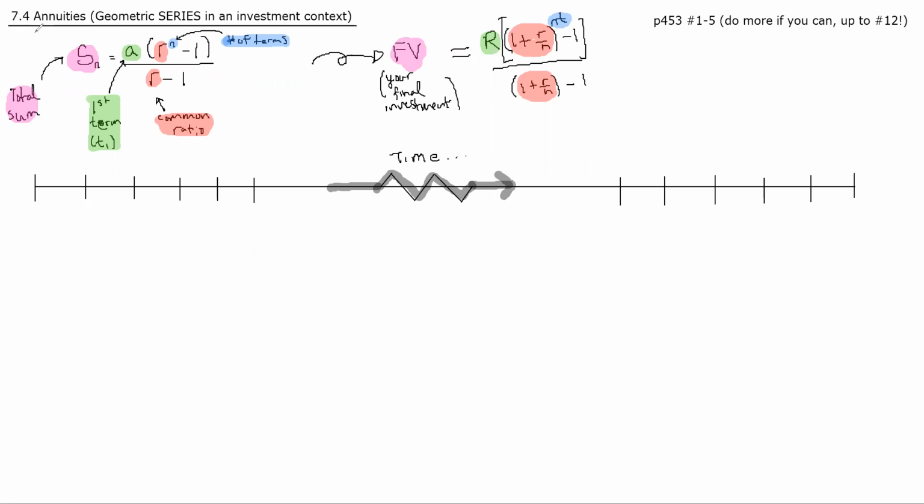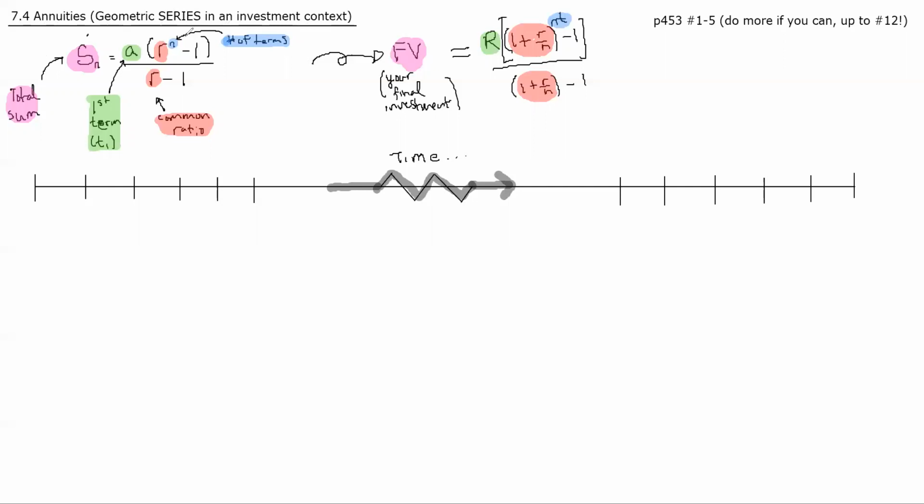Chapter 7.4 is something called annuities, and an annuity is a bank term. We don't use it particularly too often now because the idea of an annuity, we just call it an investment nowadays. Okay. But for what it's worth, what an annuity is basically a geometric series in an investment context.